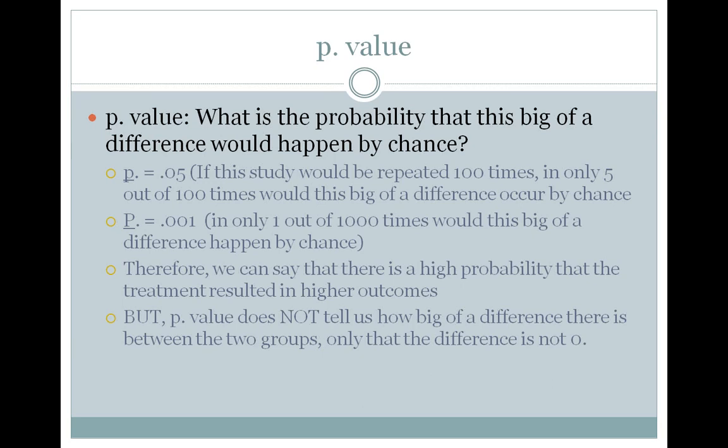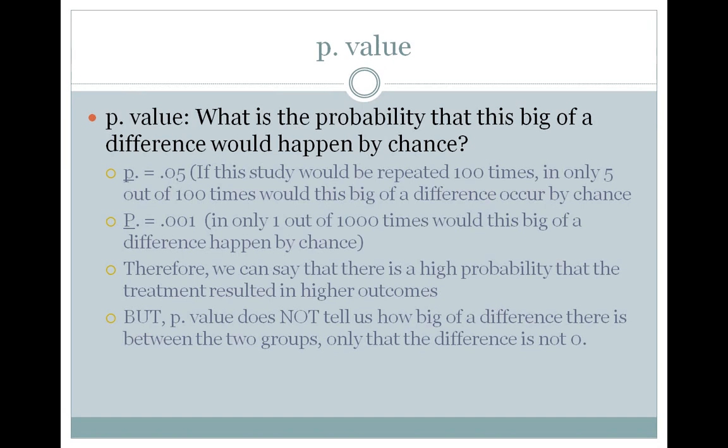So it's a pretty good possibility that there is a difference, that the difference between the two groups is not zero. A p-value of 0.001 means that in only 1 out of 1,000 times would this big of a difference happen by chance alone. So in both of those cases, you can be pretty sure that there is a difference. However, that does not tell us how big of a difference there is between the groups. It only says that the difference is not zero.